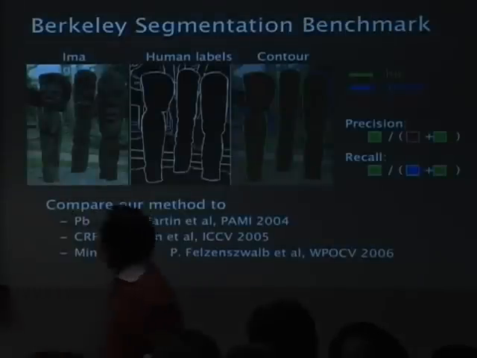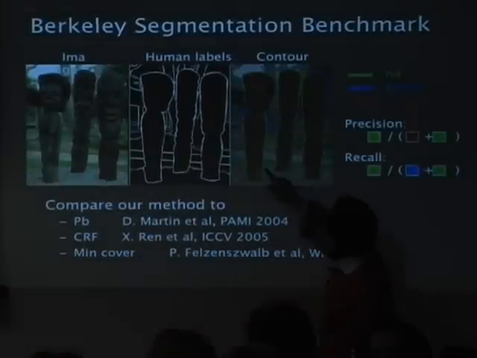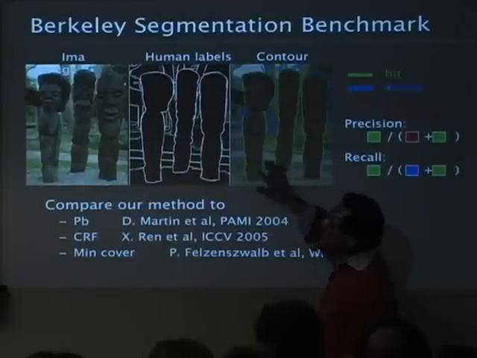So again, you can ask, what are those missed recalls? The misses are the blue lines. They tend to be, in this case, occluded by foreground objects.